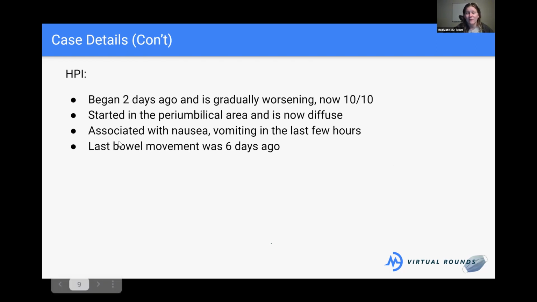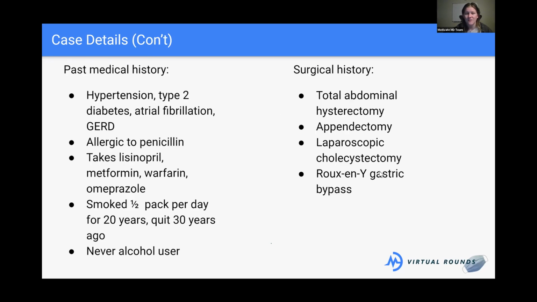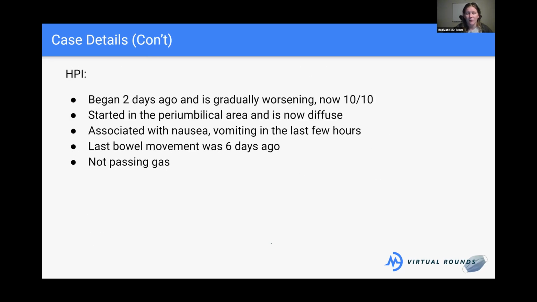Her last bowel movement was 6 days ago. Now there's a lot of variation in what's normal for people. Some people don't go very often. They don't have bowel movements every single day. So to have a baseline, ask them, what is it typically like for you? Some people are super regular and some people aren't. But 6 days is quite a long time to go without having a bowel movement. So that's important information. She's also not passing any gas. So both of those are pretty important in terms of determining your overall bowel function.